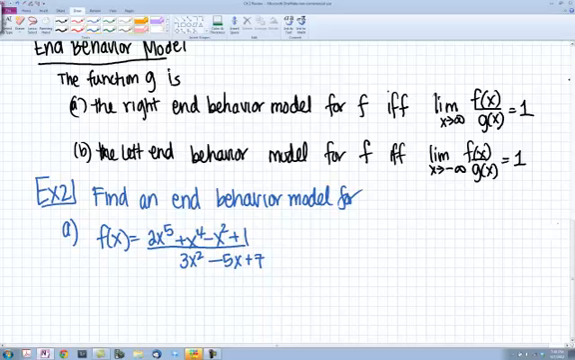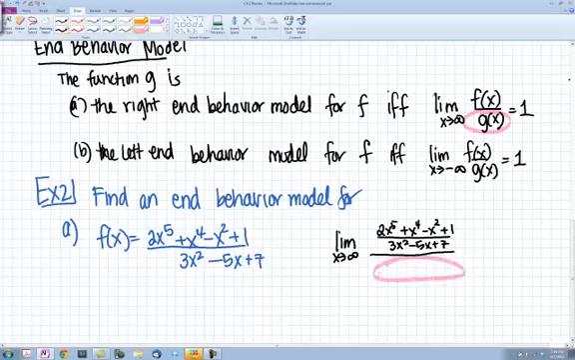So we need to find this g, so that when I divide f by that g, I get a 1. So it's kind of like a little puzzle. You're working backwards. So think about this. Limit as x approaches infinity of 2x to the 5th plus x to the 4th minus x squared plus 1 all over 3x squared minus 5x plus 7. Now it has to be all over some other unknown function.